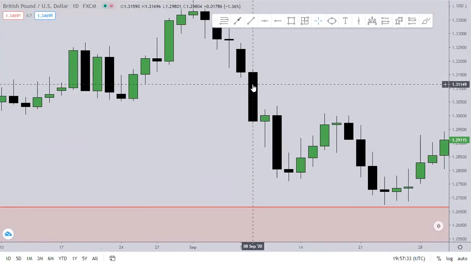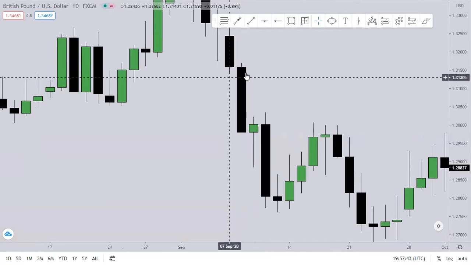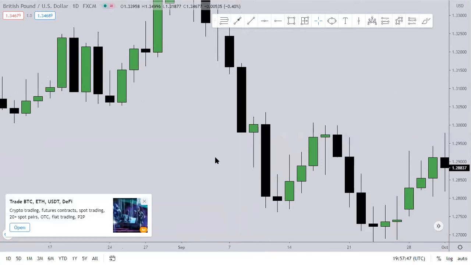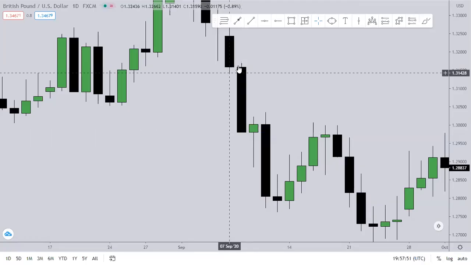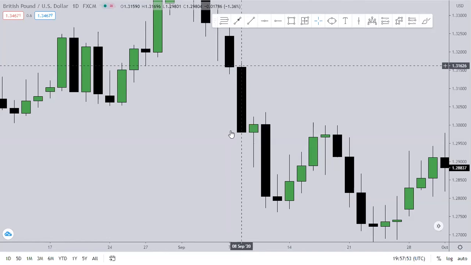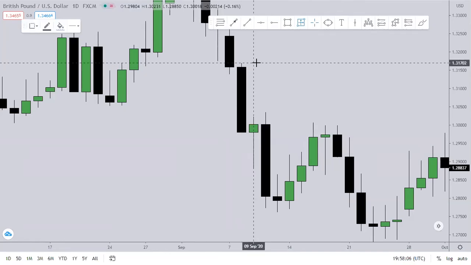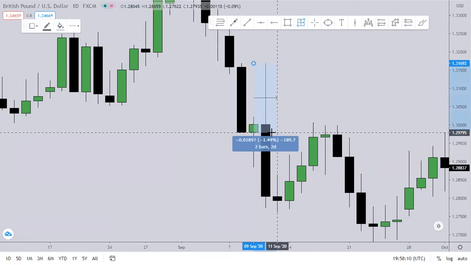Which day was that? 8th September 2020. This is a daily time frame. So on that day, there was serious selling. That is what the candlestick is suggesting. If you look at it, it doesn't even have a lower wick. Just a small upper wick and then a long body. Let's calculate the number of pips from this little upper wick down to this level. That's 189 pips for one candlestick.